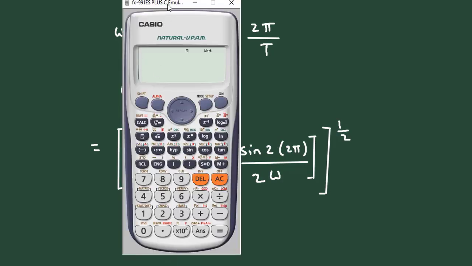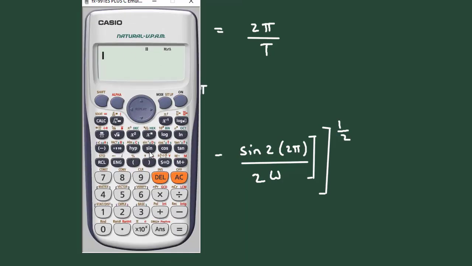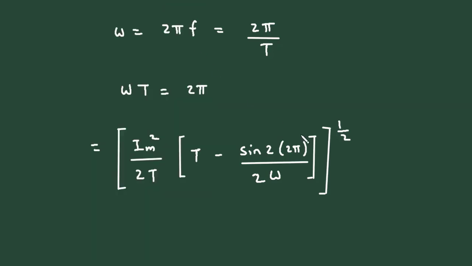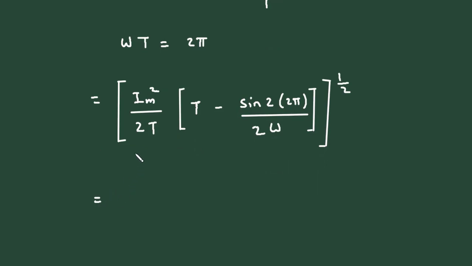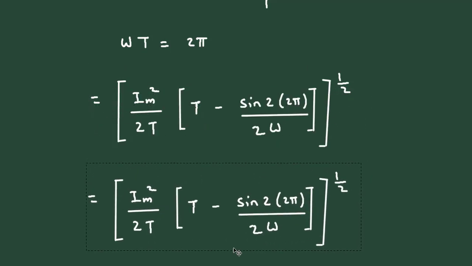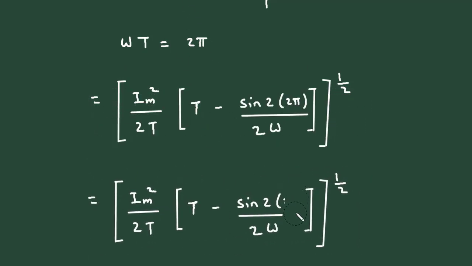Let's solve this in calculator. Sin 2 into 180. Pi means 180 degree. So it will be 0. So this term will become 0. So again, let's copy this. Now this term will become 0, so we can erase this also. So we have to multiply this whole with only T. Now this T and this T will get cancelled.